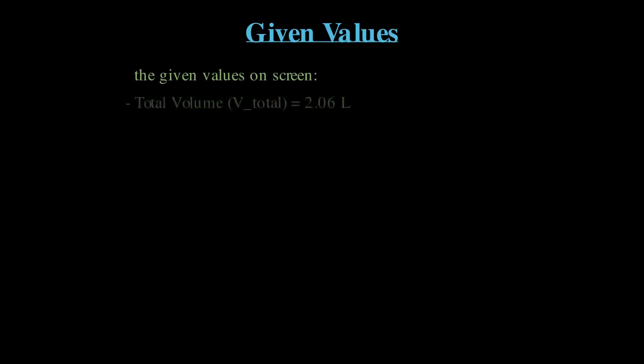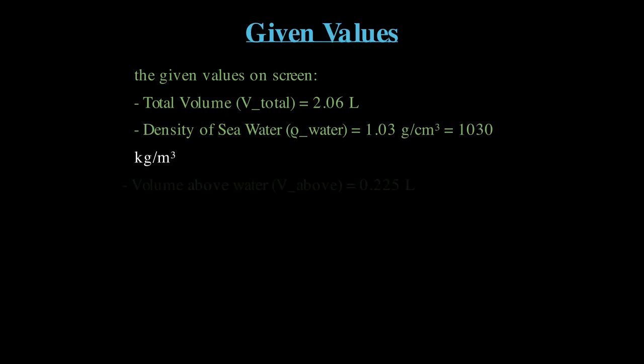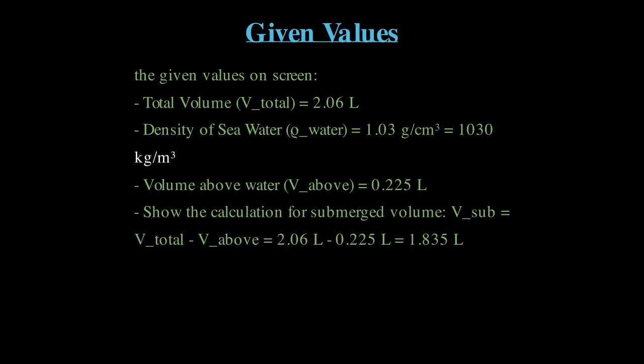The total volume of the iceberg, let's call it V total, is 2.06 liters. The density of seawater, rho water, is given as 1.03 gm per cubic centimeter. This is likely a typo and should be grams per cubic centimeter. So, rho water is 1.03 grams per cubic centimeter, which in SI units is 1,030 kilograms per cubic meter. The volume of ice above water, V above, is our assumed value of 0.225 liters. From this, we can find the submerged volume, V sub, which is V total minus V above. That's 2.06 minus 0.225, which equals 1.835 liters.